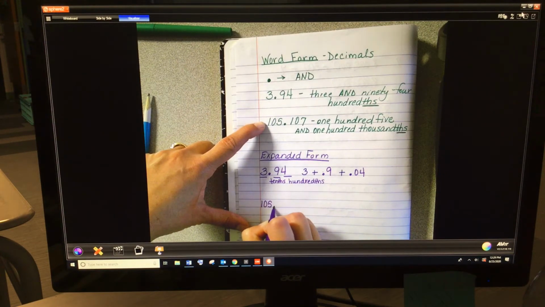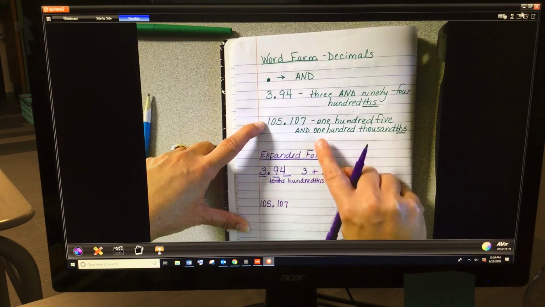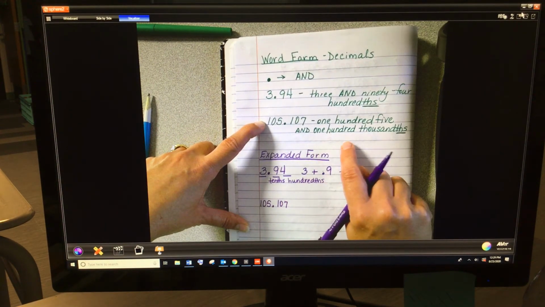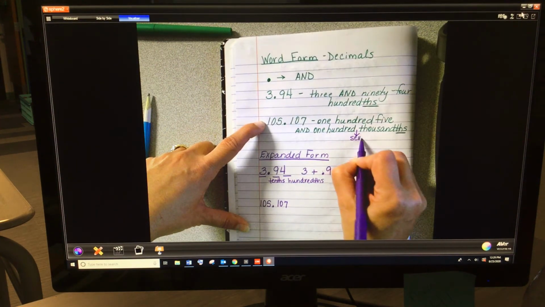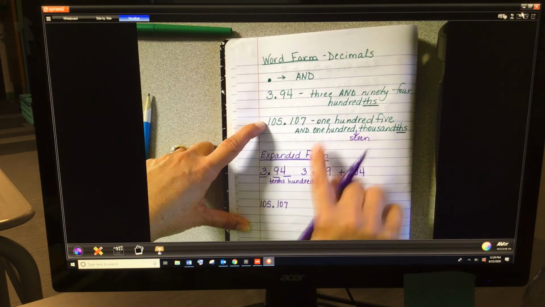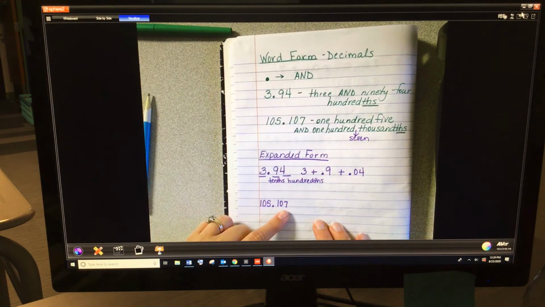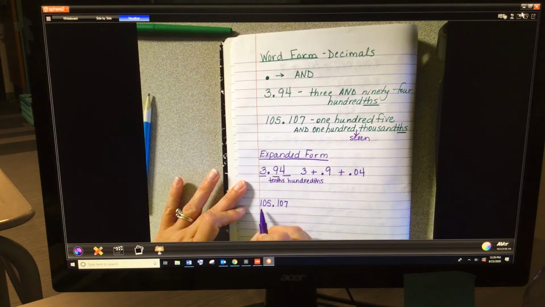All right, let's try our second number. 105 decimal 107. So we review. We found it to be 105 and 107 thousandths. I left out a word there. Sorry. That happens. I'm apologizing for that. So I forgot 107 thousandths. Okay.